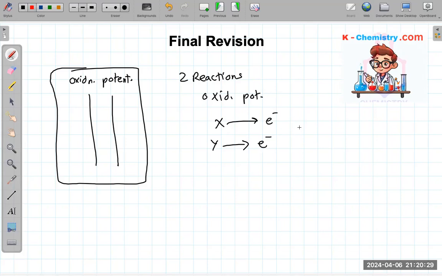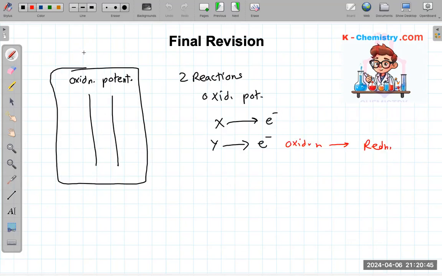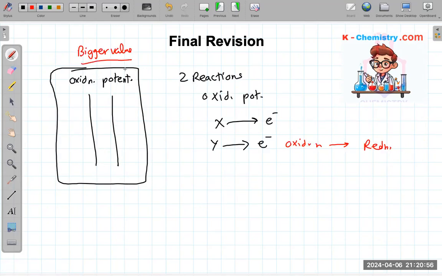Again, I'll have to do the reverse now. I have to reverse one of them to change it from oxidation into reduction. The same way we said the one that goes oxidation is the smaller value. Here we have to look for the bigger value instead of looking for the smaller or more negative value, because this bigger value is the one that will be reversed. So I will just change one of them into oxidation and keep the other one as is.